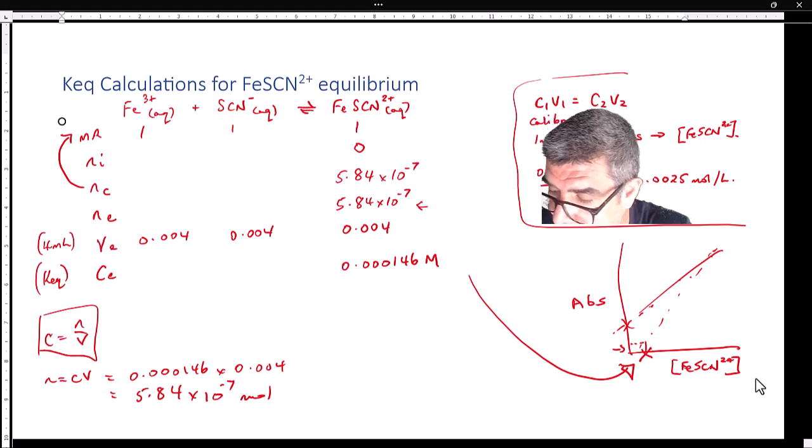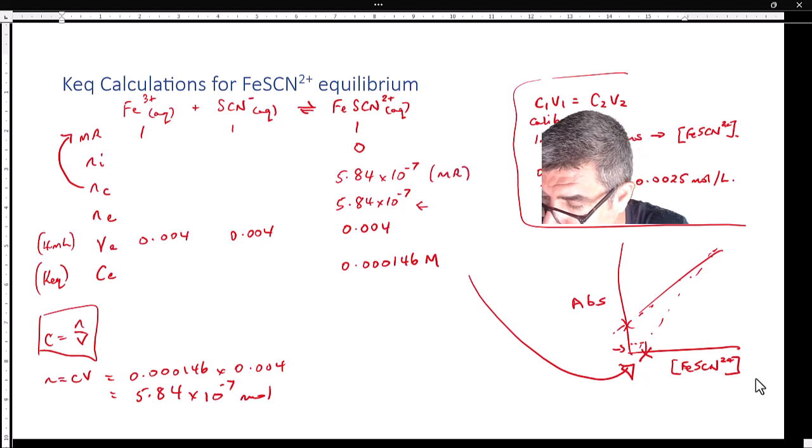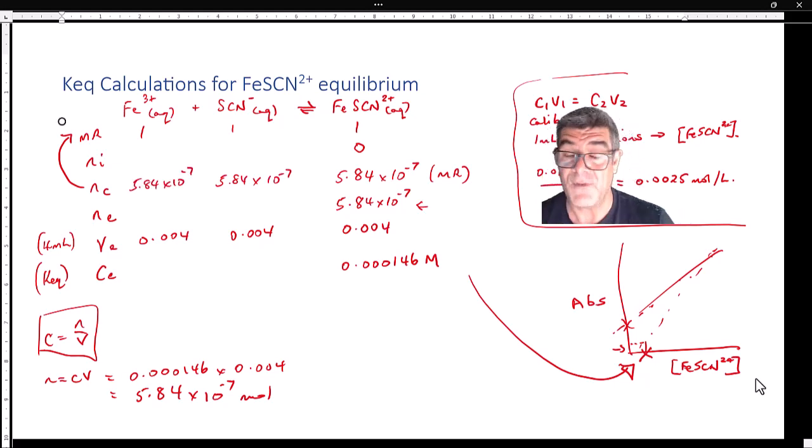Now, as I said, this is the one where we look at the mole ratios, which means these numbers are always the same. So 5.84 times 10 to the minus 7. Of course, they're always the same if the ratio is 1 to 1 to 1. If the ratio is 1 to 2 to 1, well, you would double that second value. But in this case, it's nice and easy, 1 to 1 to 1.